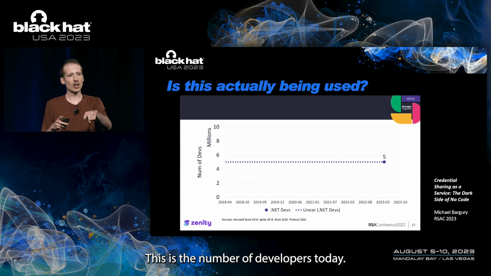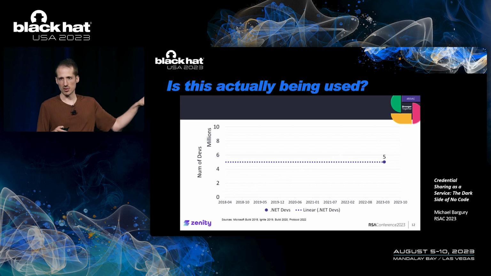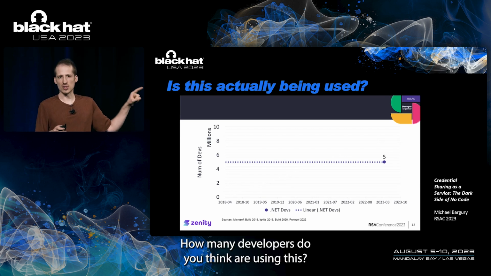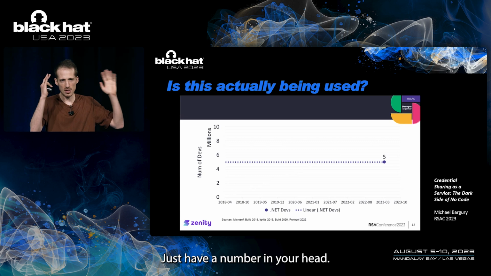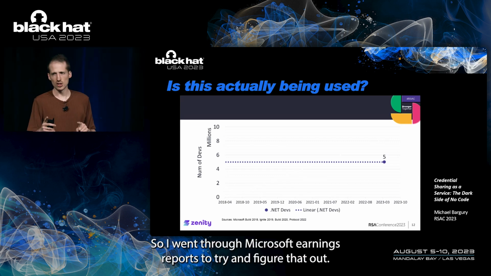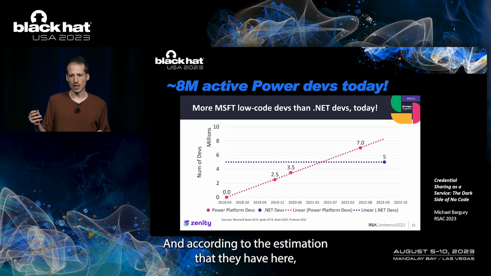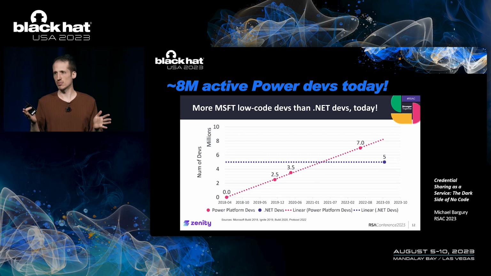This is the number of .NET developers today according to Microsoft. You can see 5 million .NET developers. How many developers do you think are using this low-code, no-code? Like, how many business users are building applications? Just have a number in your head. All right, so I went through Microsoft earnings reports to try and figure that out. And according to the estimation that I have here, like the small regression here, about 8 million.